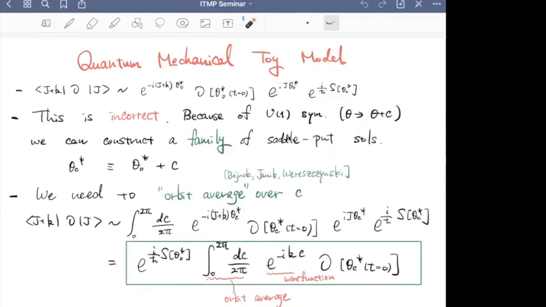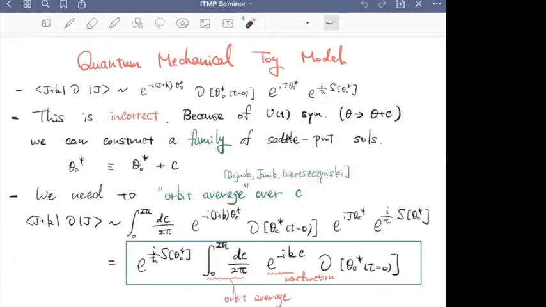And the reason is very simple. Because of the U(1) symmetry, which allows us to move theta by a constant amount, if you find one solution theta 0, then we can immediately construct a family of saddle point solutions. So in other words, the saddle point is not isolated. There is a family of solutions parameterized by c. So in those cases, we need to modify the WKB saddle point expression, and we instead need to average over c. This was discussed in a different context by these people.